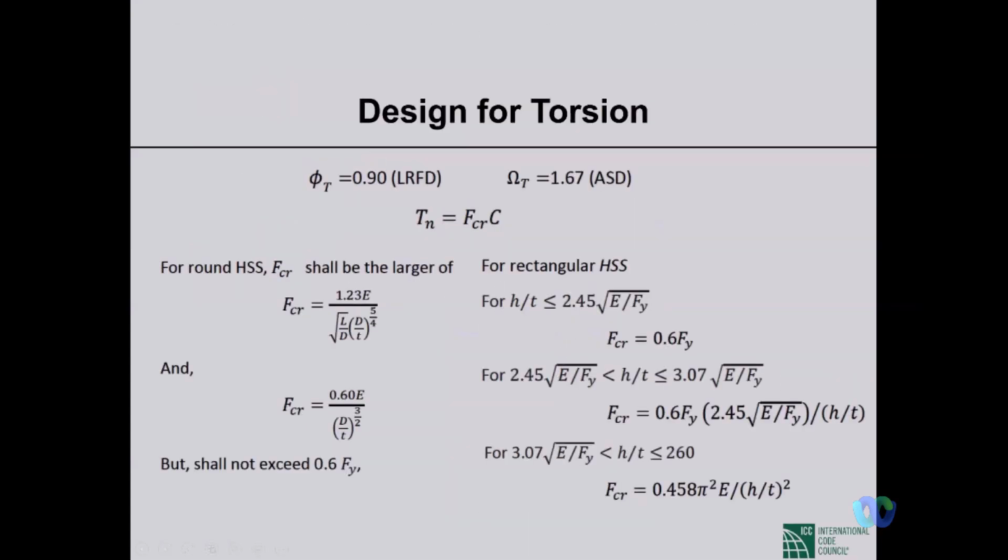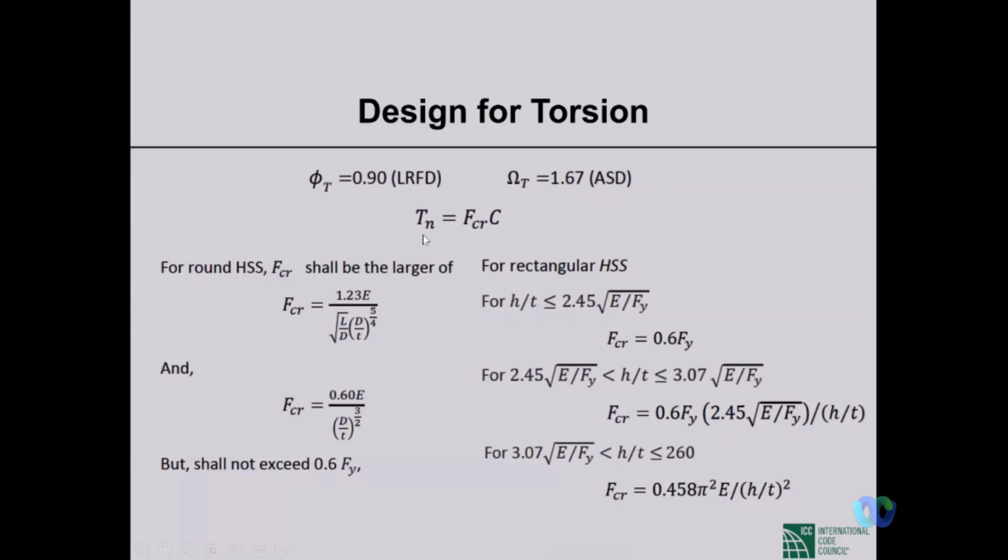Now, design for torsion. For torsion also the phi t and omega t are similar. There is one difference with tension. Remember, in tension we have phi t, where t is small t, and for torsion the T is capital T. In notation this is a difference, and even in tension, in some cases for rupture, we have the values of phi t as 0.75, but in torsion this is 0.9. In most of the cases, phi t is 0.9 and omega T is 1.67.